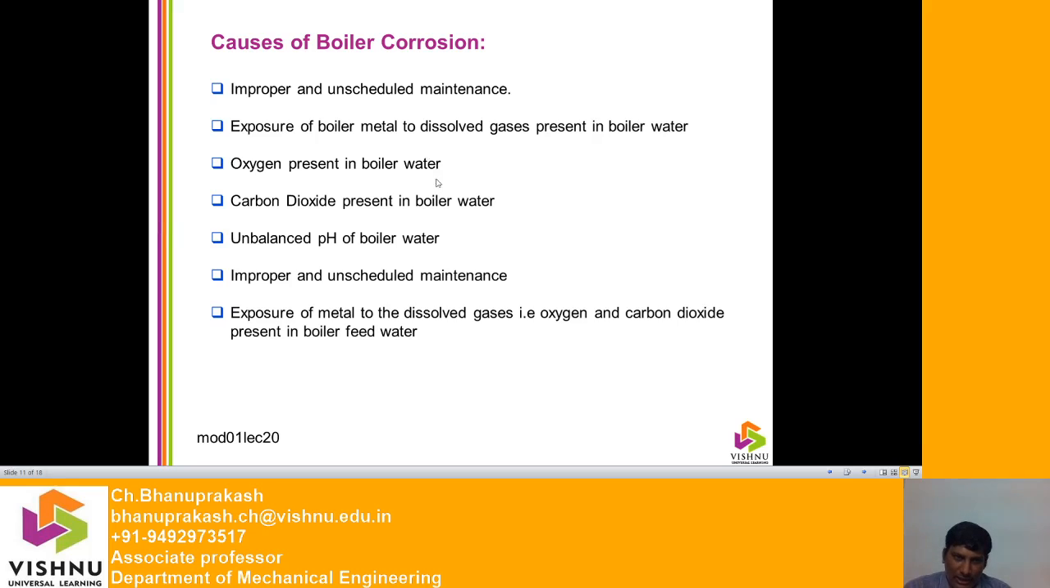These two we discussed earlier: oxygen present in the boiler water, carbon dioxide present in the boiler. Next one is the unbalanced pH of the boiler water. Due to the carbon dioxide levels, the pH of boiler water will decrease. So if you remove the carbon dioxide, then the pH value of the boiler water will be improved. And along with this, improper and unscheduled maintenance, which we already mentioned, and exposure of metal to dissolved gases, that is oxygen and carbon dioxide present in the boiler feed water. We discussed these two points earlier very clearly.